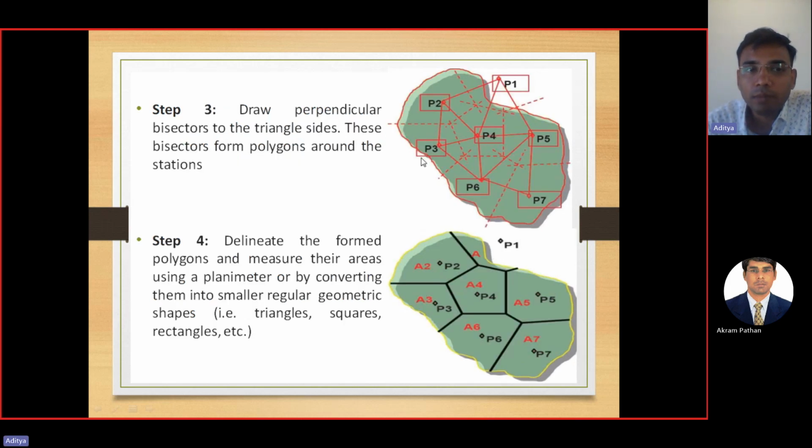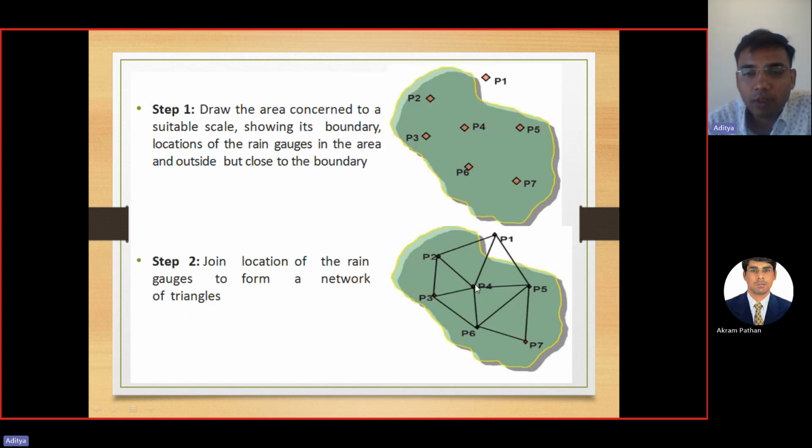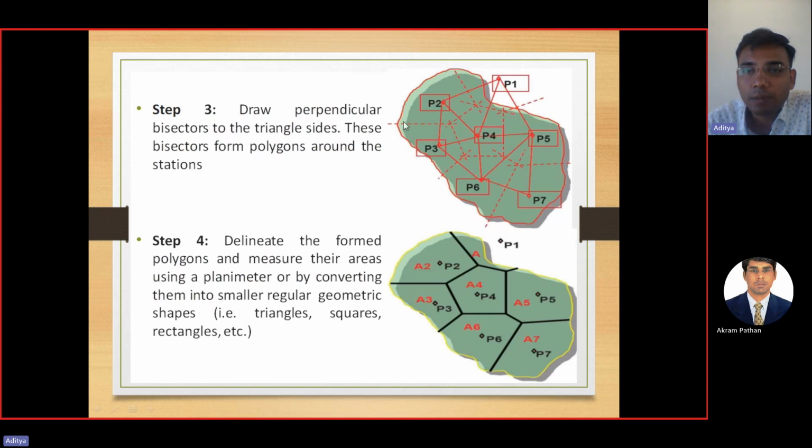Then draw a perpendicular bisector from this triangle. What is its importance? If you draw perpendicular bisectors, a polygon will form. See here, if I draw a perpendicular bisector, it forms a polygon. You have to measure the area of the polygon with the help of a planimeter, and finally you will get this type of diagram. Delineate the polygons and measure their areas using a planimeter or by converting them into smaller geometric shapes such as triangle, square, rectangle.